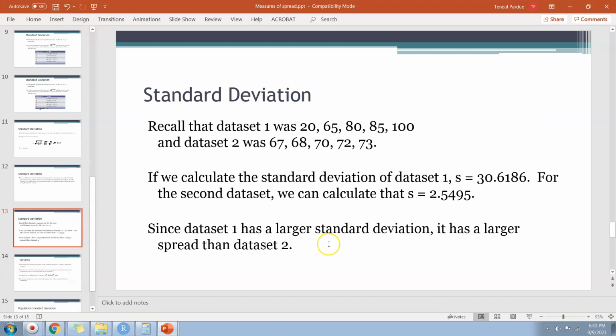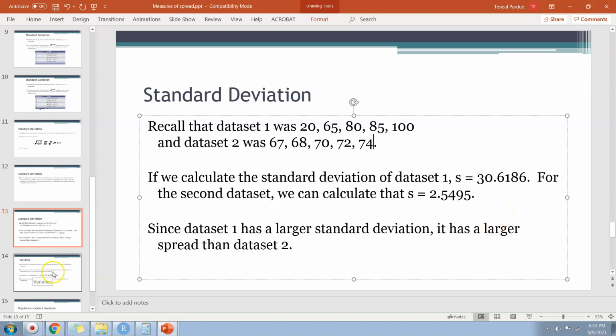All right, so when we take the two data sets, the first data set would have a standard deviation of 30.6186. That data set that we just looked at has a standard deviation of 2.5495. The first one has a larger standard deviation, so it has a larger spread. And I'll show you in just a minute how to get those values in SPSS.